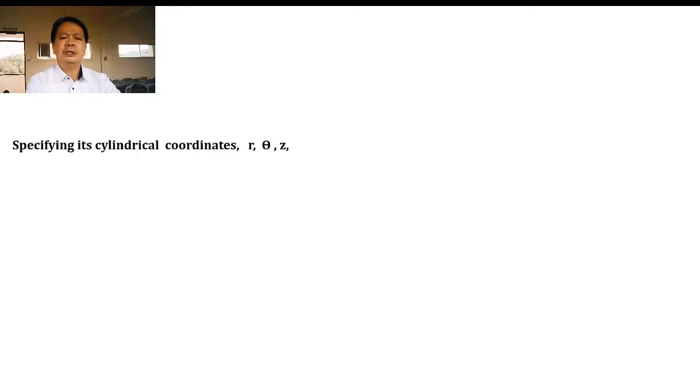Sometimes we also specify the position of the point by the cylindrical coordinate. So ano ba itong cylindrical coordinate? It looks like you are forming a cylinder. So it is given in the form r, theta, and z.